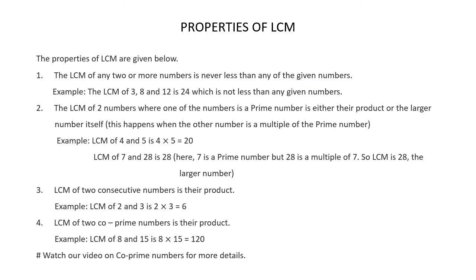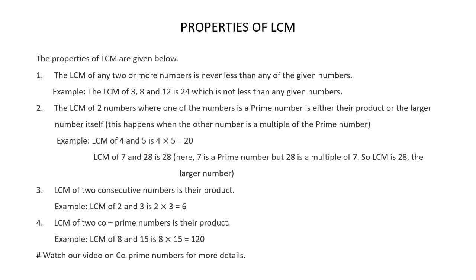Next property. The LCM of two numbers where one of the numbers is a prime number is either their product or the larger number itself. This happens when the other number is a multiple of the prime number. Let's understand this with an example. The LCM of 4 and 5 is the product of 4 and 5. Here 5 is the prime number. So the LCM of 4 and 5 is the product of the numbers. That is 4 multiplied by 5, which is 20. So the LCM of 4 and 5 is 20.